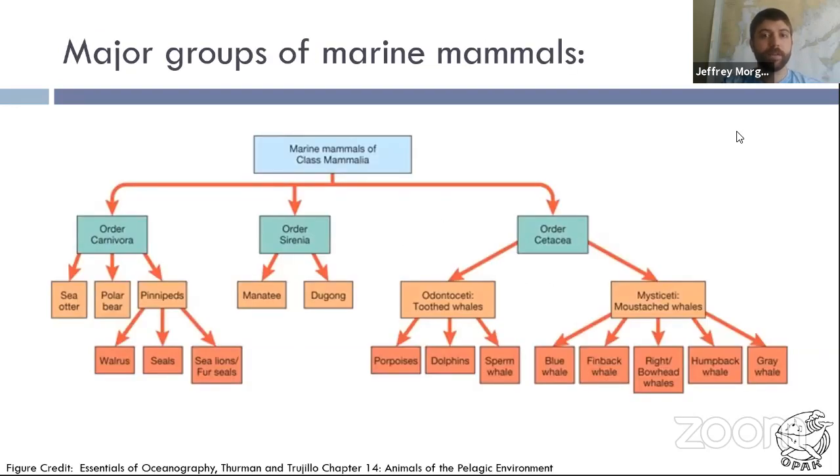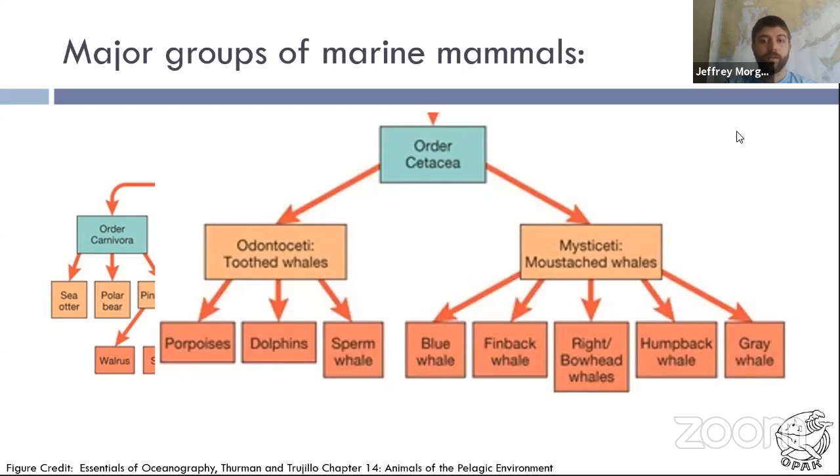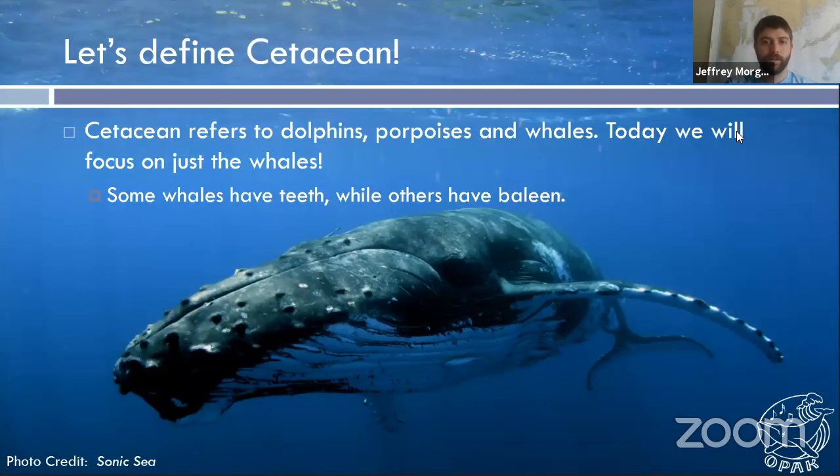So we have three groups of marine mammals. We talked about our pinnipeds in the Carnivora order last week, and we're going to talk about our cetacea today, so our whales, and we have the toothed whales and our baleen whales, the mysticeti there, the mustache whale, and we're going to talk about quite a few of the species here. We are not going to be talking about dolphins or porpoises today, though, even though those still are in the family of cetaceans. We are just going to focus on our whales, and we have some whales that have teeth and some that have baleen, like I mentioned.